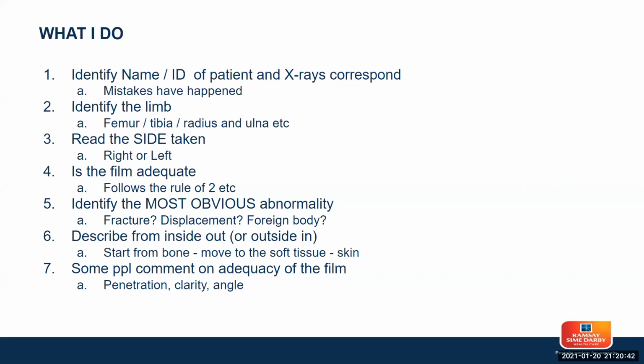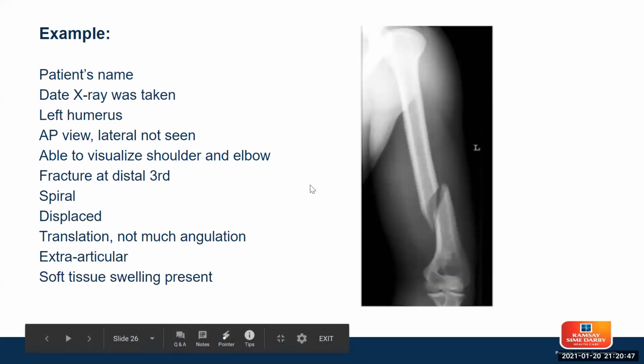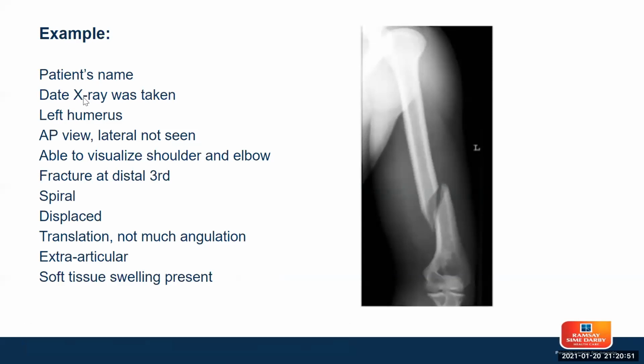Okay, example one, very simple. First thing you do, get the patient's name, get the date the X-ray was taken. None of these come out on Google and whatnot, because I think it's patient privacy.